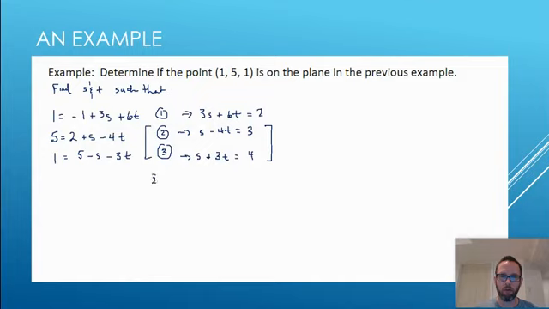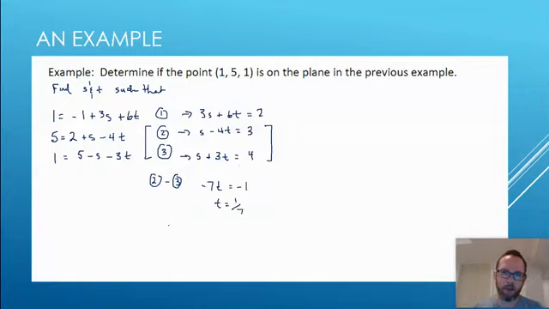So let's do equation 2 minus equation 3. We get s minus s is 0, -4 minus 3 is -7t, and 3 minus 4 is -1. So we get t is 1/7.